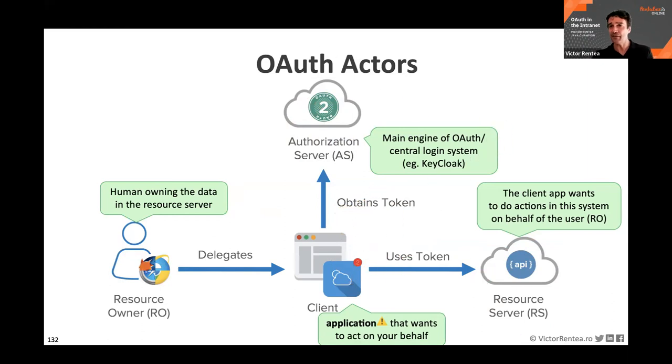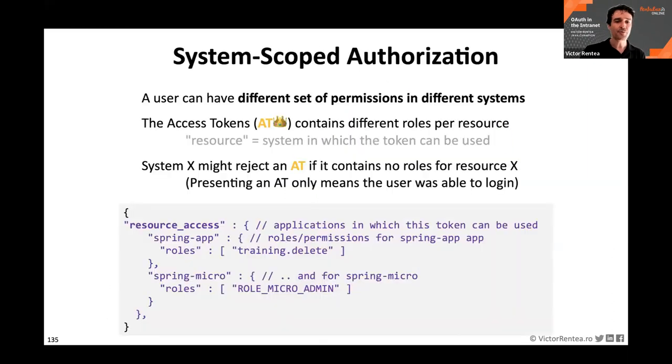And I've seen situations in which a receiving system might reject an access token just because it has no roles for that system. So if you are, I don't know, the X system, and if you don't find an entry here, you might just blow up, say, hey, you don't have access to my application. Yeah, I know that you are John. Congratulations, John. But what are you doing in my application, right? So application scoped resource access, if you want.